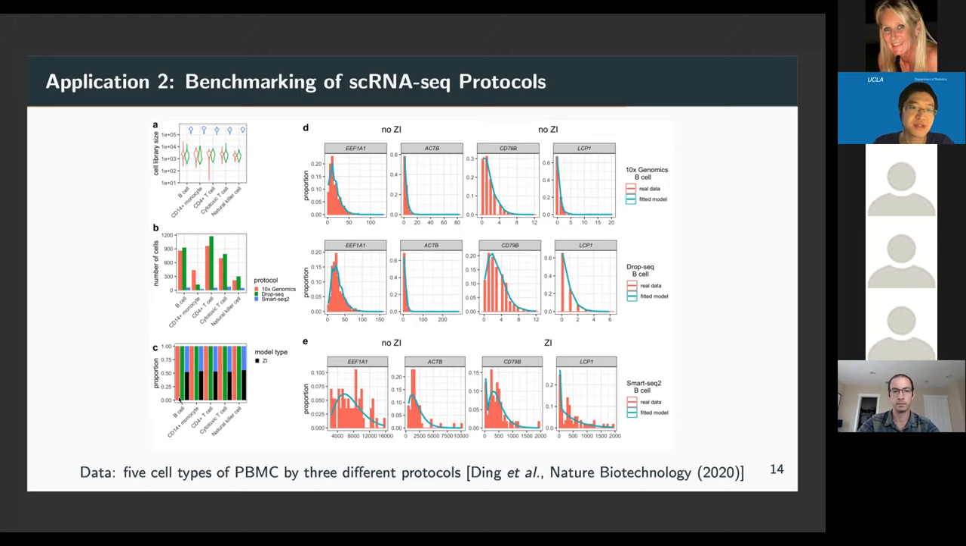And here we can also visualize the result with some special cases. Here I've listed four genes. So these two will all be detected as no zero inflation across these three protocols. And these two genes are detected as no zero inflation for these two tag-based protocols, and have zero inflation in the SmartSeq2 protocol. So this example shows that this zero inflation pattern is mainly due to a protocol reason.